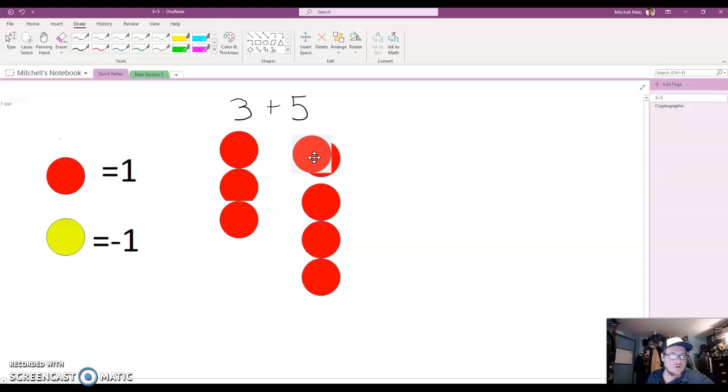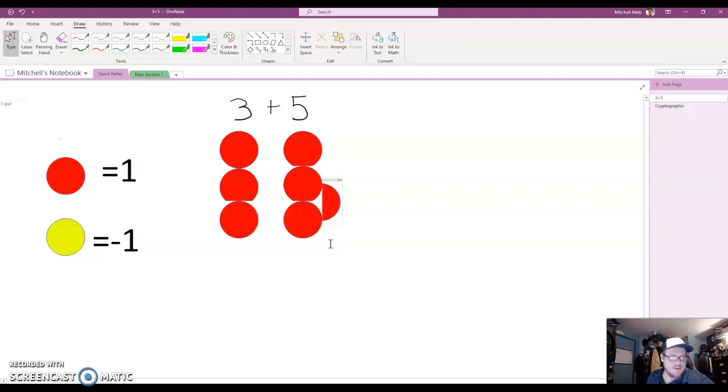Now I have all of my circles underneath my numbers, or my ducks in a row. Based on the fact that these are all the same colors, I only have to count the circles. I can't cancel them out. Unless they're the opposite colors, you can't cancel them out.